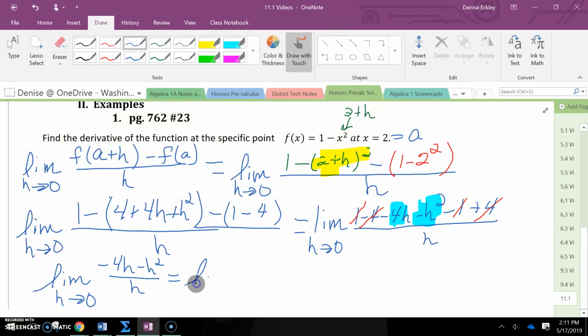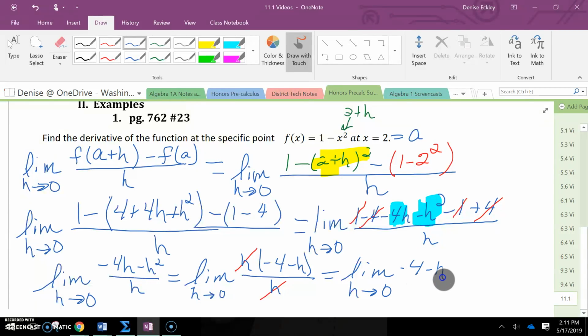So you're going to be able to get rid of the h again. We're going to be able to divide it out because as h is approaching 0, it's not actually equal to 0. So I'm going to factor it out so you can see what I'm doing here. So I have h times negative 4 minus h, all over h. So these two factors will be able to be divided out, and we're left with the limit as h approaches 0 of negative 4 minus h.